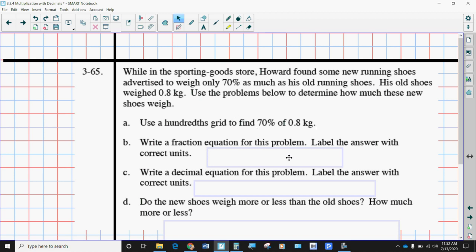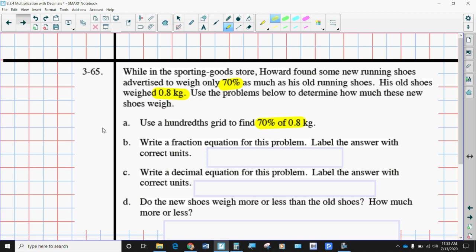All right, so let's try another problem, right? While in the sporting goods store, Howard found some new running shoes advertised to weigh only 70% as much as his old running shoes. So 100% would mean that they would weigh exactly the same. Since 70% is less than 100%, the new shoes are going to be lighter than his old shoes. And his old shoes were 0.8 kilograms. So let's use our hundredths grid to find 70% of 0.8 kilograms.